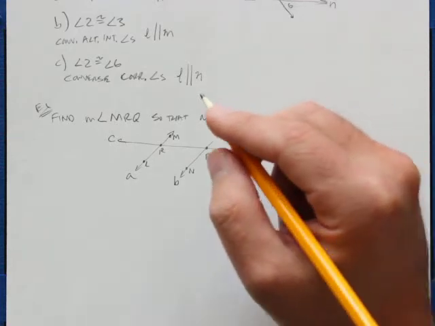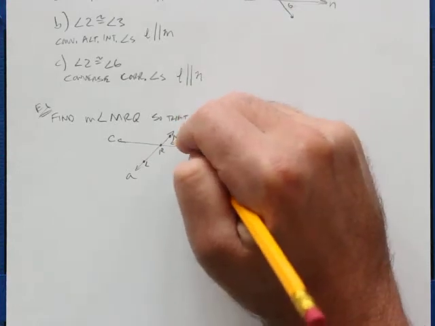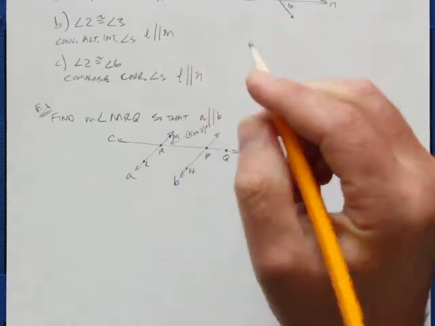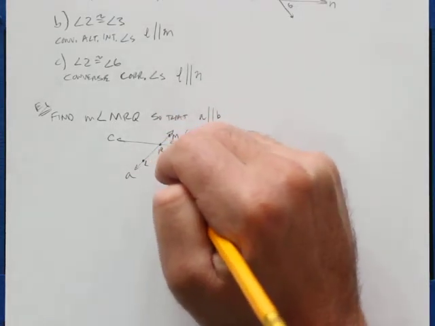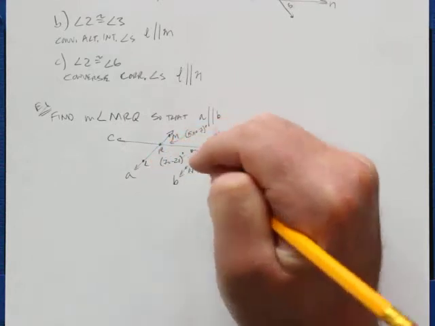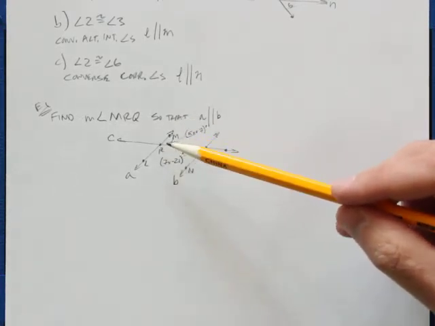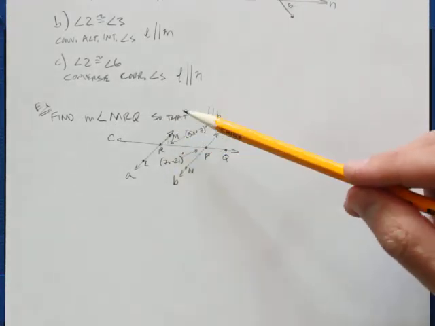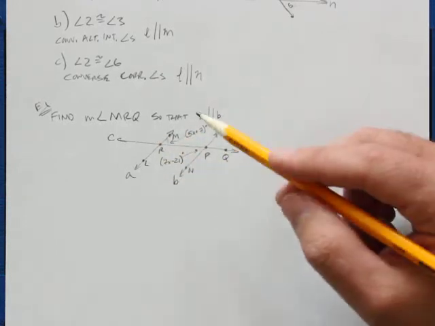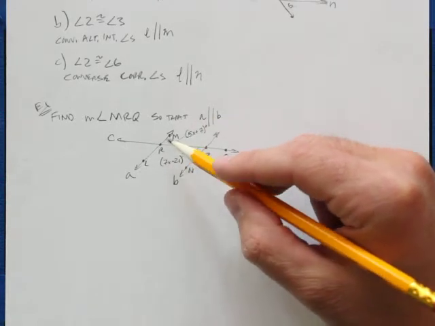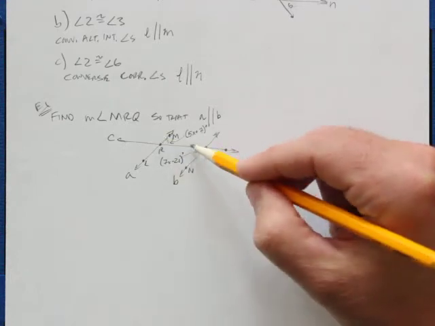There we go. And here, this angle is 5x plus 7 degrees, and this angle here is 7x minus 21 degrees. So I need to find MRQ, that's this angle right here, so that line A and line B are parallel. So I need to look at these two angles and I think, okay, these are alternate because they're on the opposite side of the transversal, and they are interior angles.